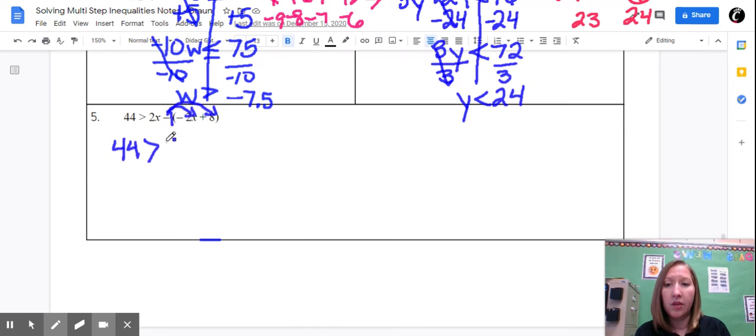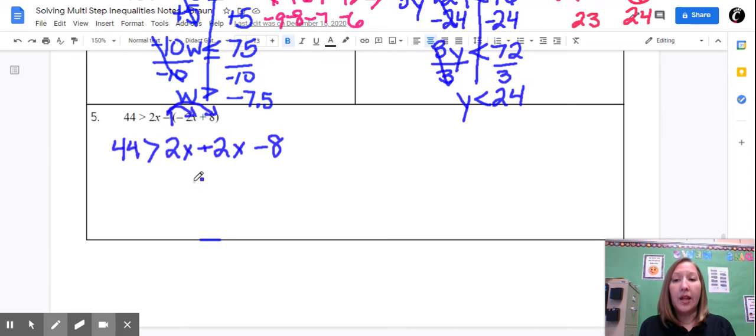So I am still going to have 2x, but then negative 1 times negative 2x. Remember, bad thing happens to a bad person is positive. So negative 1 times negative 2x is just positive 2x. And negative 1 times positive 8 is negative 8. So we've got our minus 8 here. So now I'm simplifying my expression some, but now I still have 2x plus 2x. So I can combine those like terms.